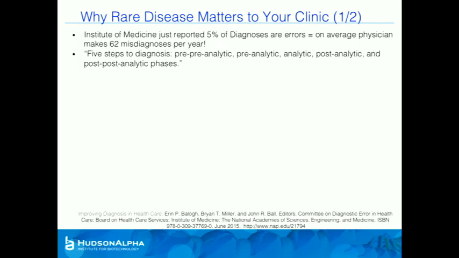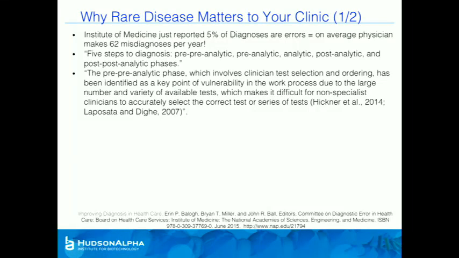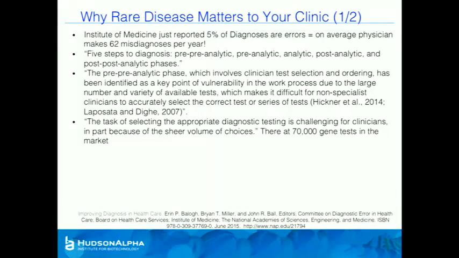Here's the big challenge: the pre-analytical, analytical, and post-analytical steps, and the post-analytical is all what the physician has to do around this. So why would this be so hard? Well, how do you pick the right tests? There are about 80,000 different places you can get gene tests from. Which gene test do you pick? Which company do you use? How do you deploy that information? So the task of selecting this is almost impossible.